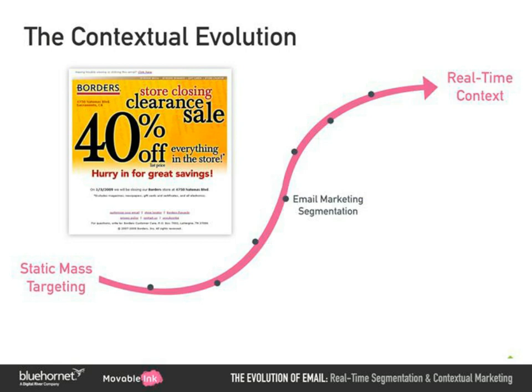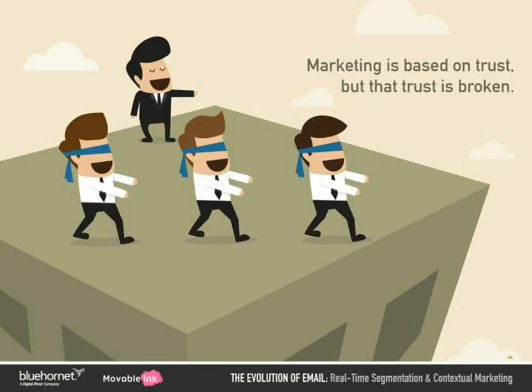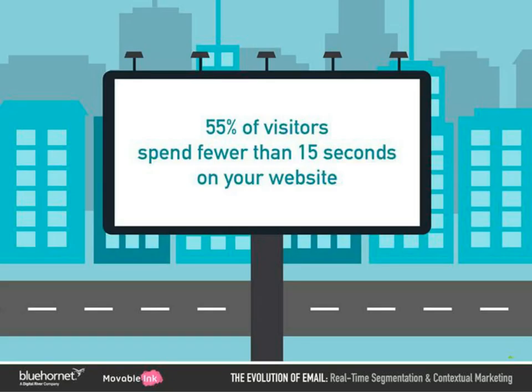And if you don't know a customer's current real-time context, your segmentation is based mostly on guesswork and data from yesterday, and may not indicate what's important to that customer when they're engaging with your message. And that's where engagement ultimately declines. Customers have trusted brands by giving away their email addresses, but too many irrelevant marketing messages, really all of the time, have left people jaded. In short, marketing is based on trust, but that trust is broken today.